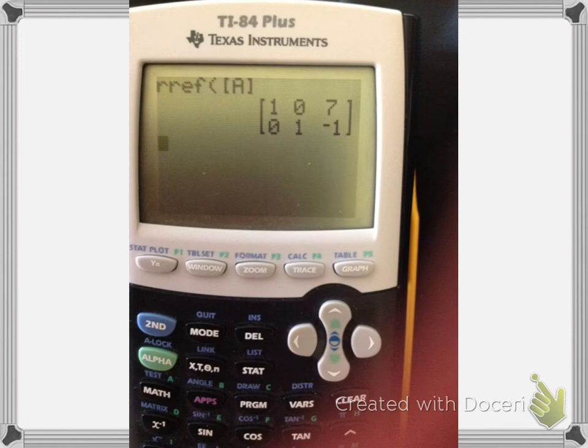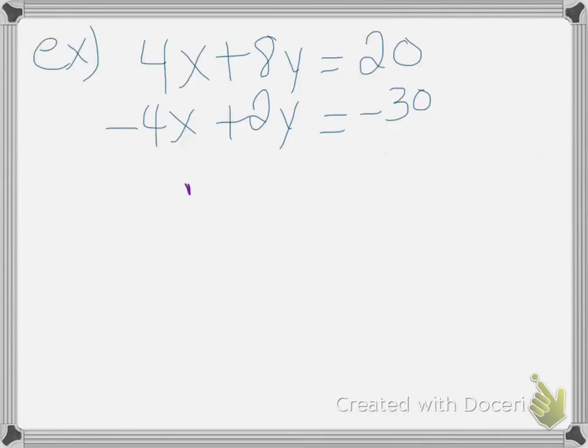Your answers are this: 7 and -1. What does that mean? It means that X is 7, Y is -1. So your answer will be like a point: 7, -1. That's the answer to the equation. To this equation, the answer is 7, -1.